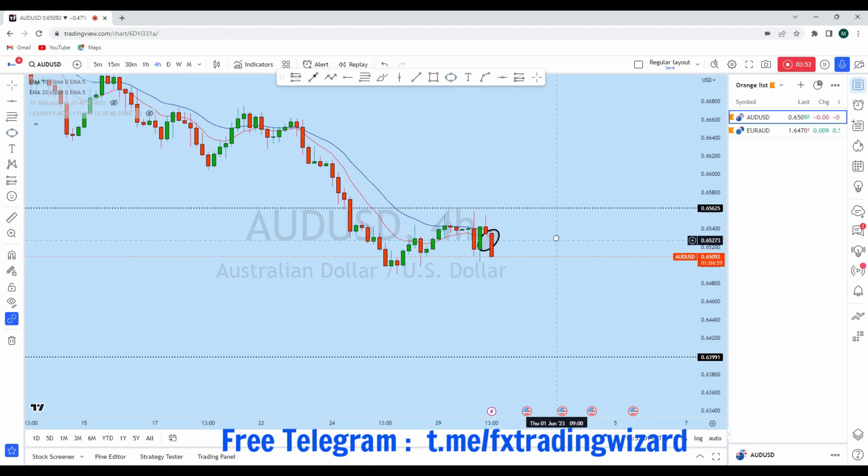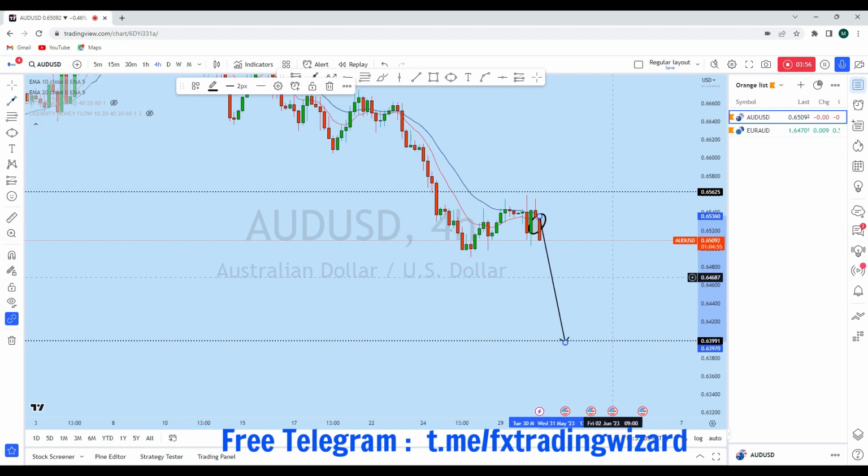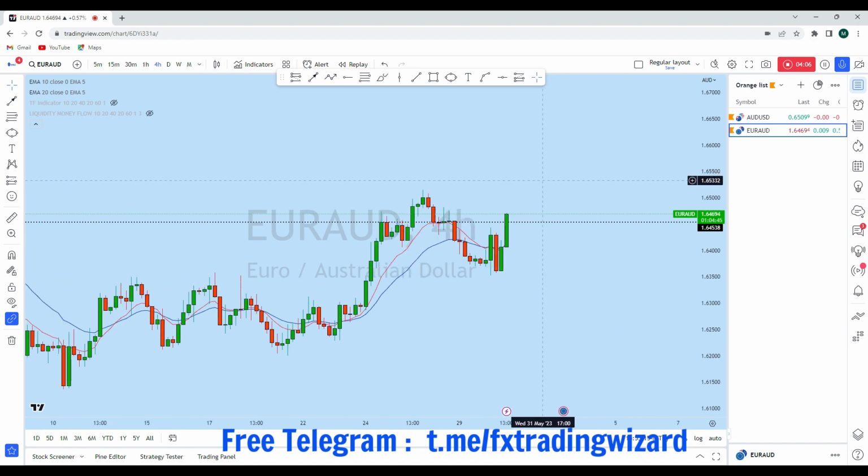Any kind of pullback towards the upside will give us an entry opportunity for this potential drop. As soon as we find entry, we will consider going short on AUD USD with a high probability trade setup. Now let's look at Euro AUD.